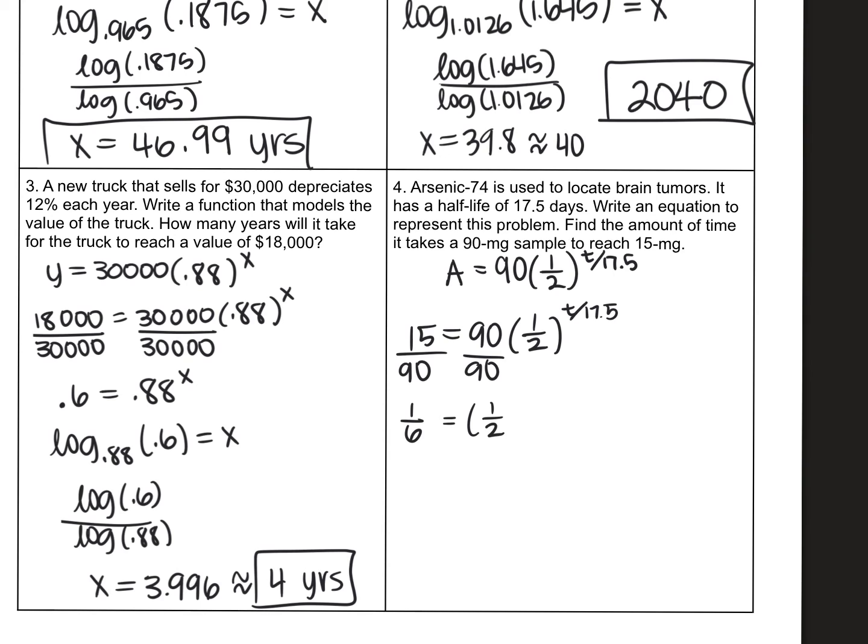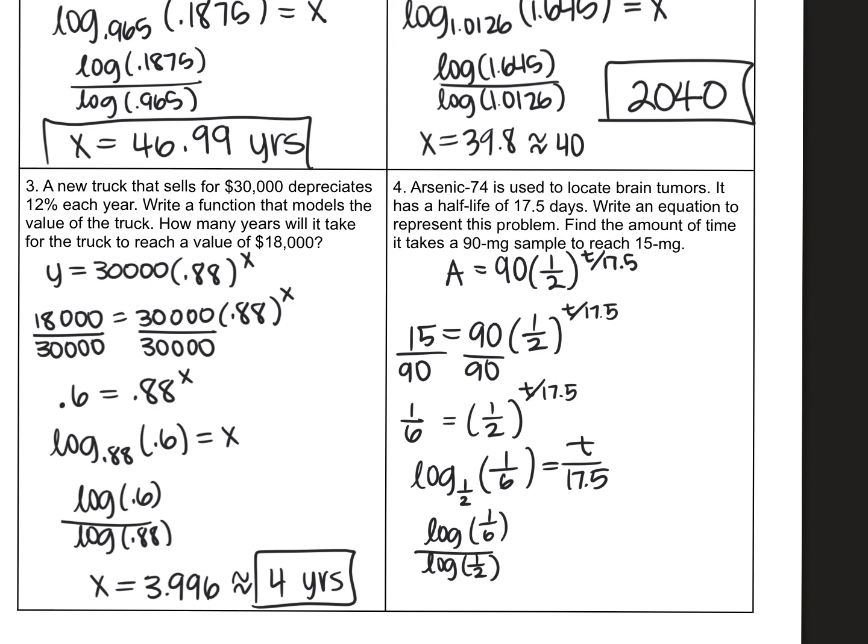So if you can divide and leave it as a nice fraction, go for it. Our previous examples where we divided, not necessarily nice fractions, but 1/6, very nice fraction, I'm going to go with it. So then it's going to be log base 1/2 of 1/6 equals T over 17.5. Use our change of base formula. We'll do log of 1/6 divided by log of 1/2. And we get 2.58 equals T over 17.5.